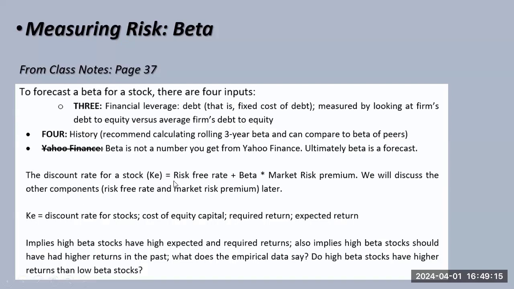So what is your discount rate? You're going to see this formula almost every finance class you take. The discount rate for a stock, K of E, K for cost of capital, E for equity, cost of equity capital, equals the risk-free rate plus beta times the market risk premium. What are we going to use for the risk-free rate? Used to be a huge debate, not any longer, just use the 10-year treasury yield. That's the most common approach, very straightforward. Most people use the 10-year treasury yield, so 4.2%.